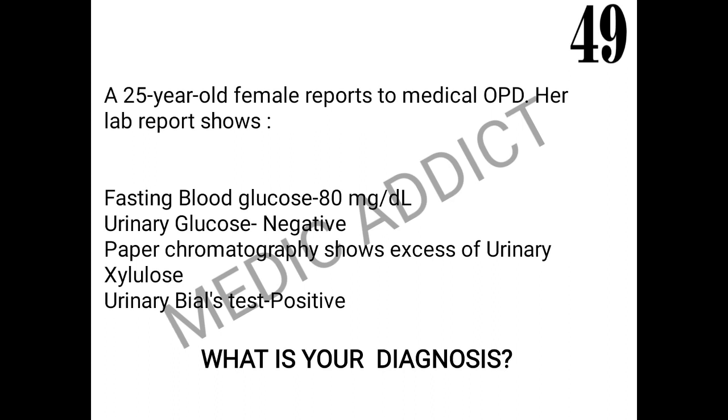So the given spot is of a case, that is a 25-year-old female reports to a medical OPD and she shows her lab report. Her lab reports are as follows, that is FBS, fasting blood glucose is 80 milligram per dl, urinary glucose is negative, paper chromatography shows excess of urinary glucose, urinary bile test is positive. So what is your diagnosis on the basis of the following report?